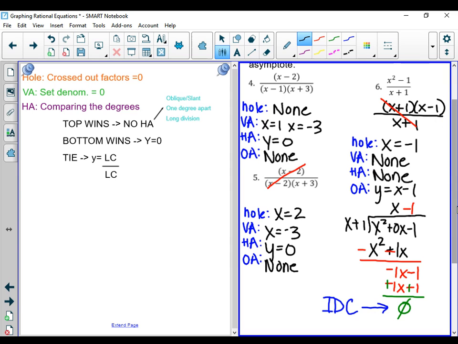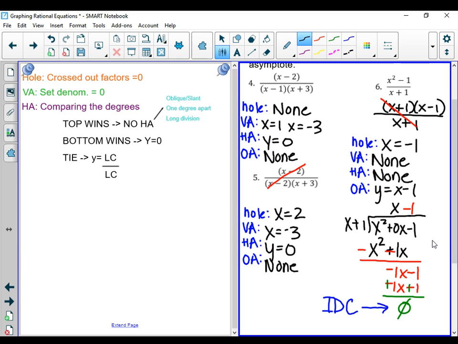But in any situation after you do long division, if you get a remainder, who cares? You don't use it, you don't need it. So if this remainder was maybe 4, I would still write y equals x minus 1. Remainder does not matter. Questions on those 3?